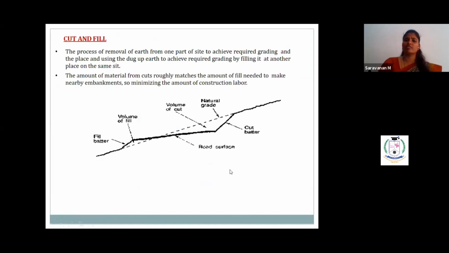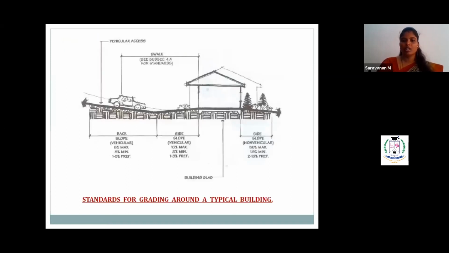So this is the cut and fill process, which you know. When you cut something from here, when you cut the earth, you are again going to fill it up here and use it. So usually we do that during a cut and fill process. You should not disturb the earth too much. There's some extent till where you can do this process. So these are the standards for grading around the building.